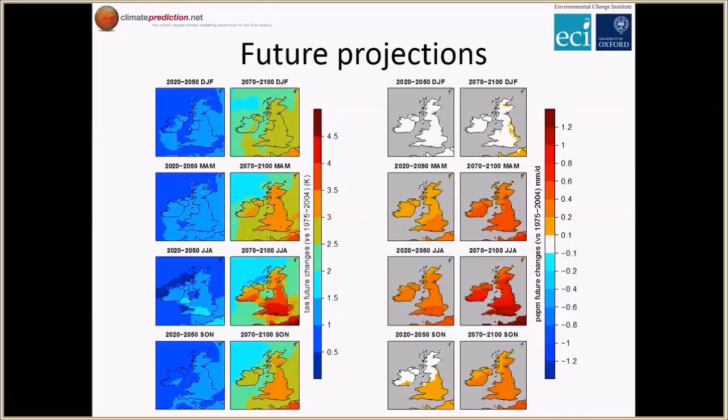In terms of the future projections, I show here on the left the changes in surface air temperature for the 4 seasons, from top winter to summer in the third row, and the left side is the near future, and the right side of the left plot is the far future. So you can see a warming for the far future. It's about 4 degrees in summer. And in terms of potential evaporation on the right, you can see large increases in summer especially.